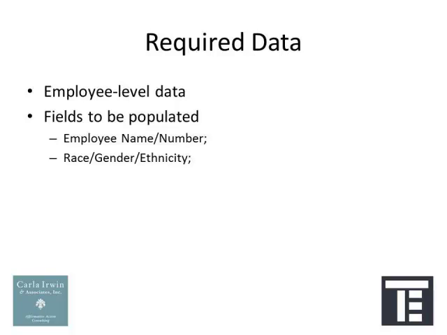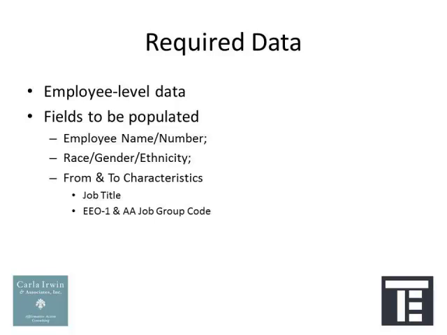Race, gender, and ethnicity, that's pretty obvious. Then from and to characteristics. The next few bullets are going to be about some more specific things, but what do I mean by from and to? Unlike your other types of data, where it's hires and terms and applicant flow, you just have a snapshot at a certain point in time that you're gathering.